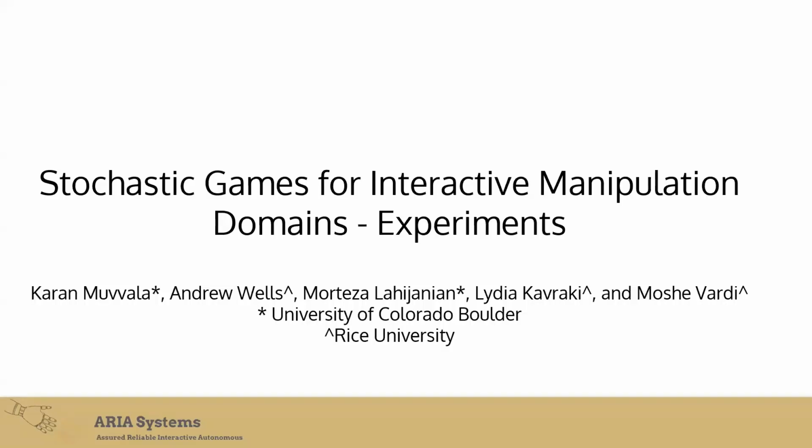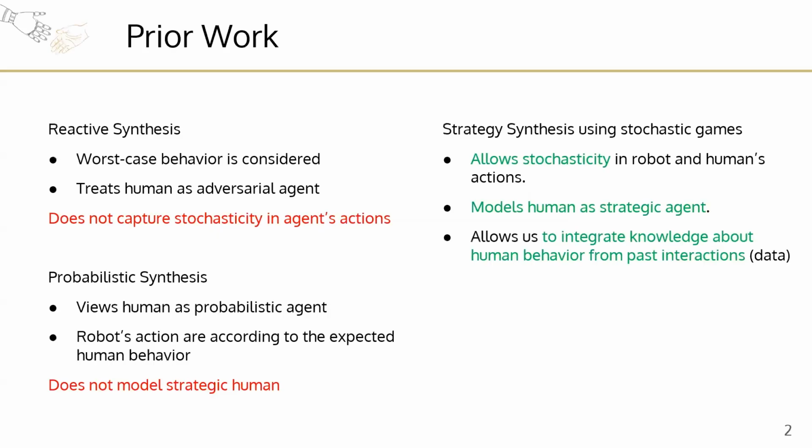Hello, in this video, we show the emergent behavior of the robot under stochasticity for the tic-tac-toe example in the paper. Recall that the reactive approach can only model strategic agents, while the probabilistic approach allows us to incorporate stochasticity, but does not view the human as a strategic agent. Stochastic games allow us to borrow the best of both approaches. It allows us to model strategic agents with stochastic action outcomes.